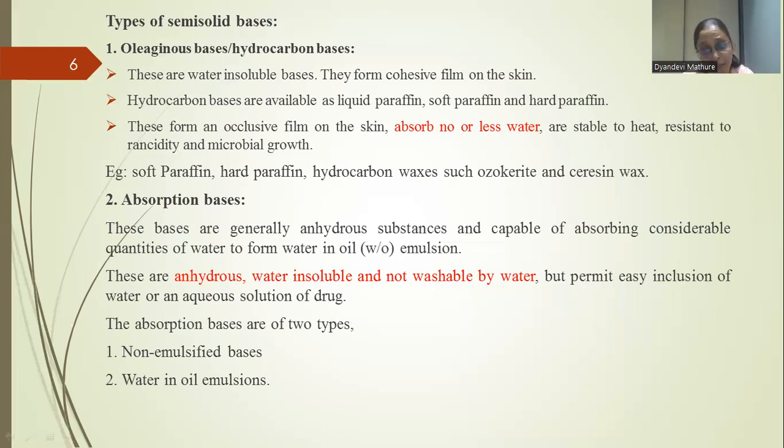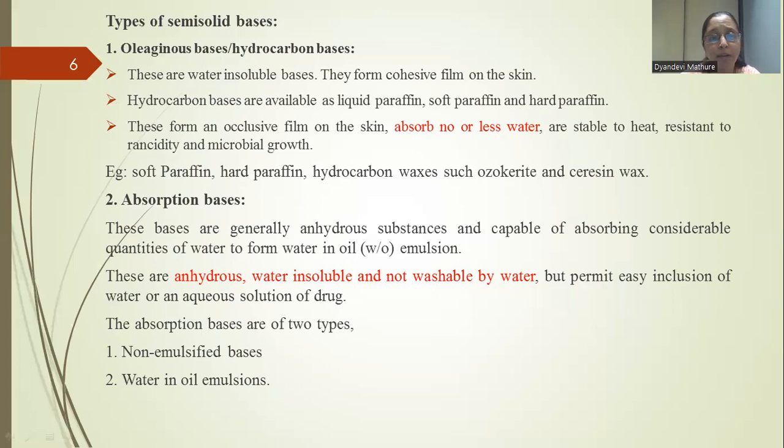These bases are stable to heat, resistant to rancidity and microbial contamination. So what are the examples? Soft paraffin, hard paraffin. The main important parameter of these oleaginous bases is that they are water insoluble, will not absorb water, or will absorb a very small amount of water.